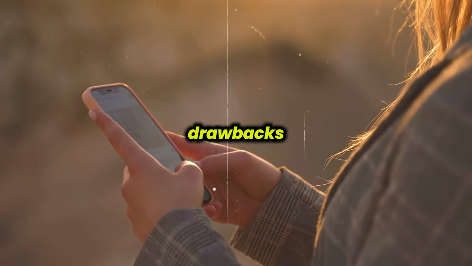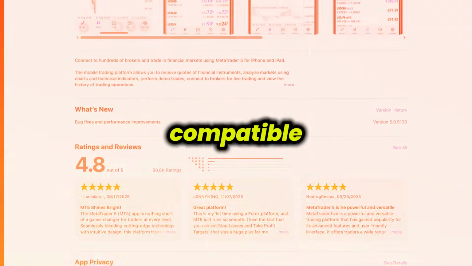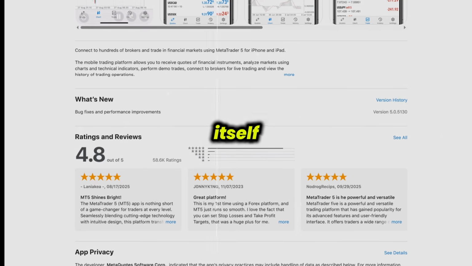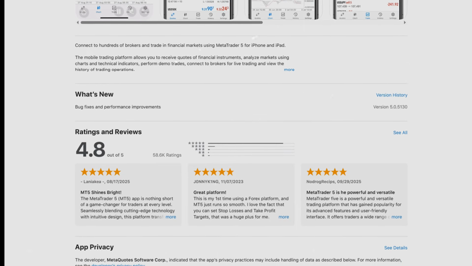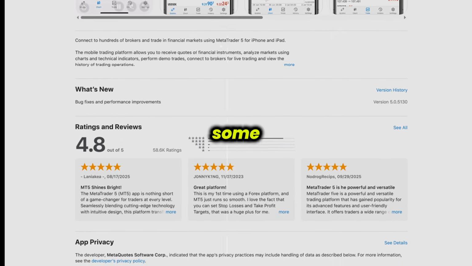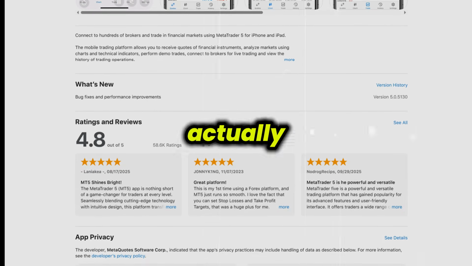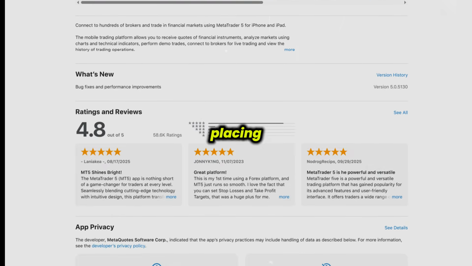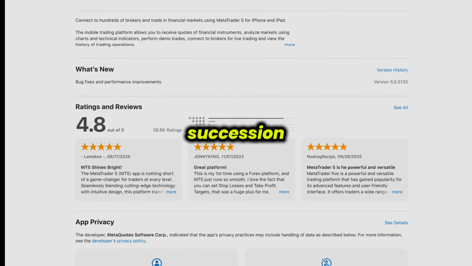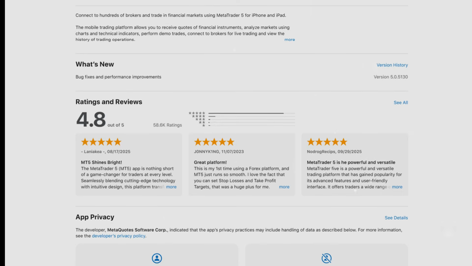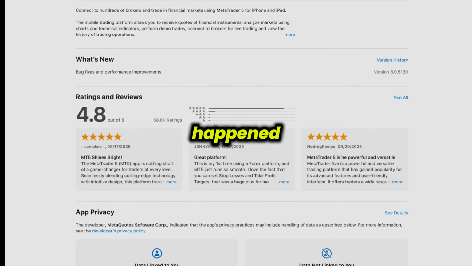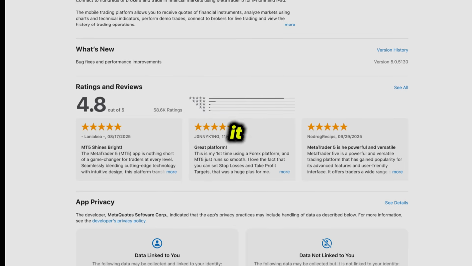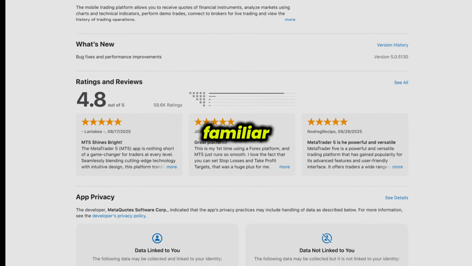But there are some drawbacks to be aware of. Finding a compatible broker can be tricky, especially if you're new to trading, and MT5 itself doesn't guide you through that process. Depending on your broker, some markets might appear in the app but aren't actually tradable, which can be frustrating. A few users have reported that placing multiple orders in quick succession can cause the system to freeze, an issue that could be costly if it happened during real money trading. And while the interface is packed with features, it can feel overwhelming at first if you're not familiar with trading platforms.